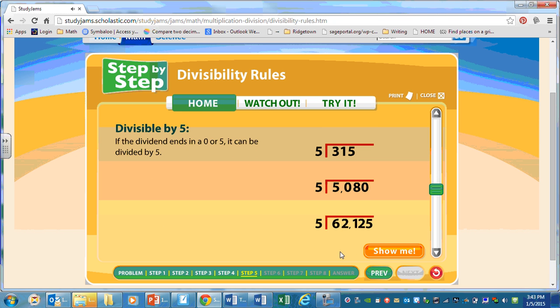Figuring out 5 is easy. If the dividend ends in 0 or 5, it can be divided by 5. All these numbers end in 0 or 5, so they can all be divided by 5, no problem.